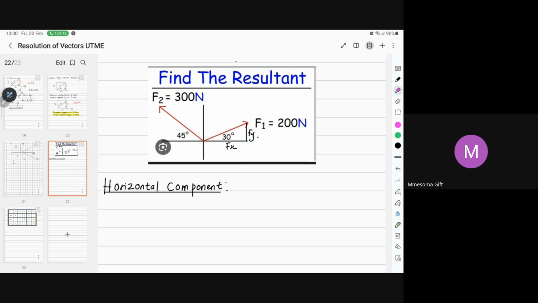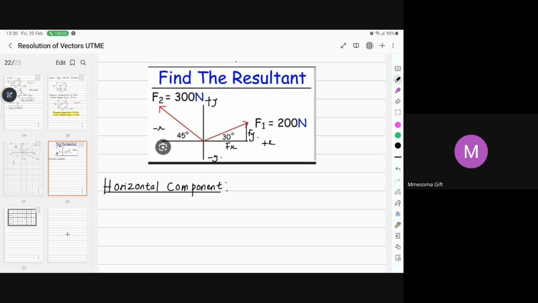So let's resolve this one. First of all, the horizontal component of F1. Let's bring it down to the horizontal component. That force is F1, and remember that here is our plus Y, and this is our negative. This is positive X, negative Y, then negative X. Do you remember our rule for the quadrants?